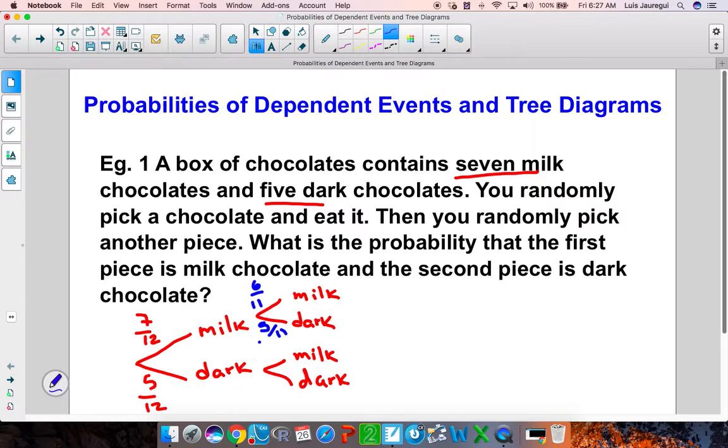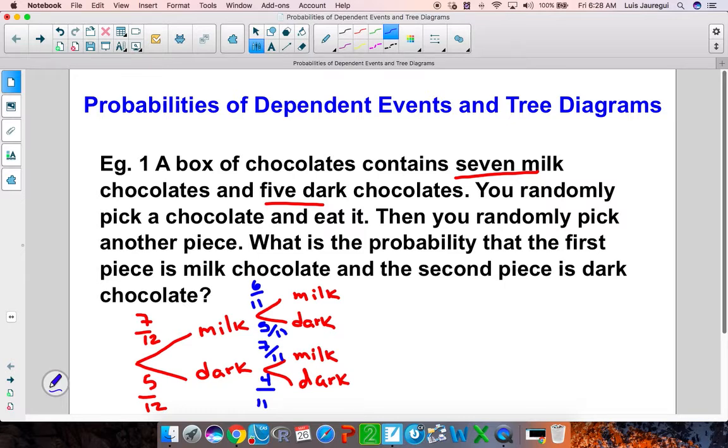Now, let's say you actually ate dark chocolate for the first one. That leaves you with 7 chocolates that are milk chocolates divided by a total of 11 chocolates. So 7 elevenths will be the probability of getting a milk chocolate. And dark chocolates, you already ate 1 out of the 5, so you are left with 4. And instead of 12, you are only left with 11 chocolates.